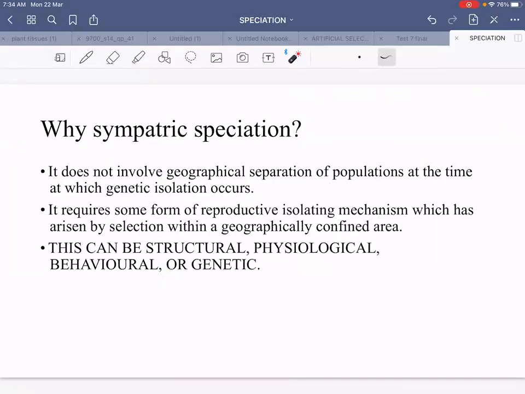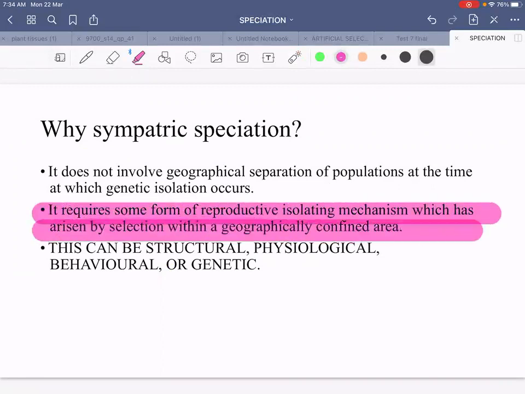Sympatric speciation does not involve geographical separation of populations. What usually happens in sympatric speciation is that it requires some form of reproductive isolating mechanism which has arisen by selection within a geographically confined area. The isolating mechanism can be ecological, behavioral, structural, morphological. These are the many causes just described, all different kinds of reasons due to which reproductive isolation takes place, and there is an interruption to gene flow between those two subpopulations within one geographical area.